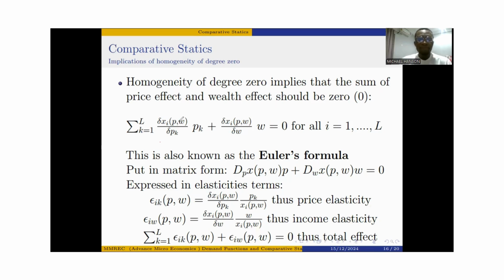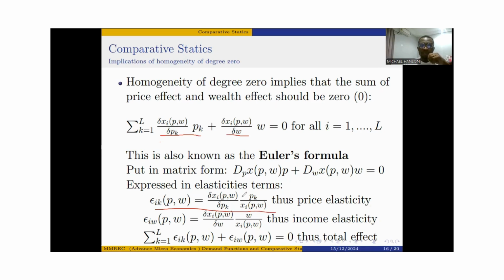Perfect. So let's go on from here. The first part of it we differentiate with respect to price, plus the second differentiation with respect to wealth. Now, when you do this, you end up getting what you call Euler's formula, which says that all the price elasticities and all the income elasticities should sum to 0. And I believe you understand that. For the homogeneity rule, changes in prices and changes in income should have no effect on your bundle. And that is what we are able to express here in the form of elasticity.